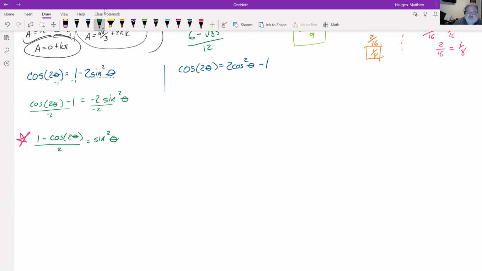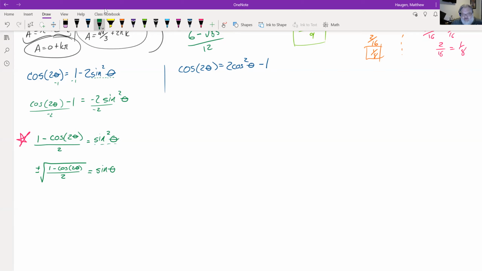Now we're not going to stop there. We're going to keep going and solve all the way for that sine theta. We're going to do that just by taking that square root. We do get the plus or minus. When we take the square root, we'll have to deal with that. 1 minus cosine 2 theta all over 2. So that gives us this formula solved for sine.